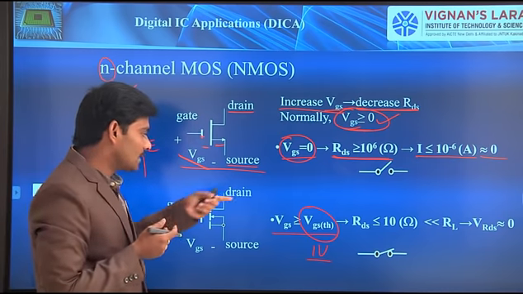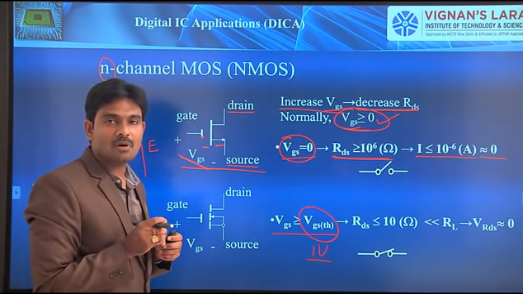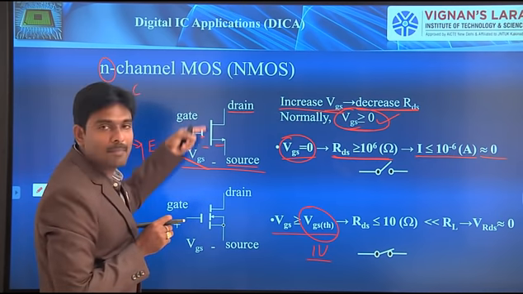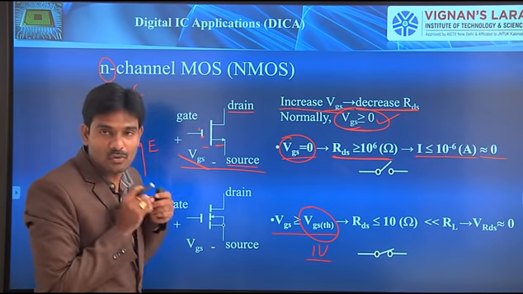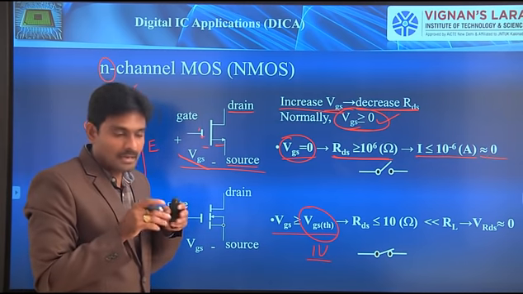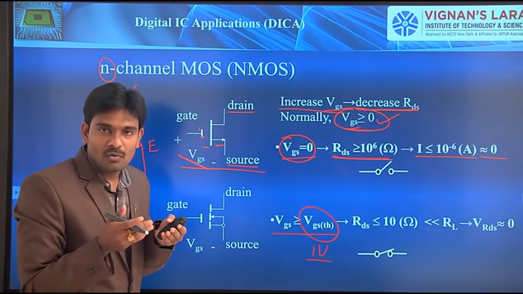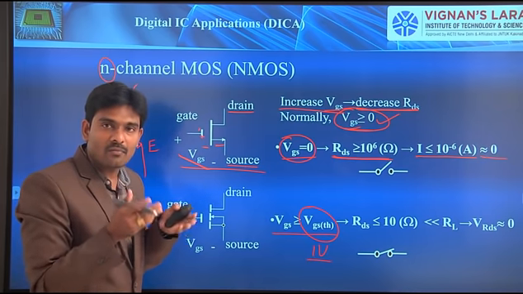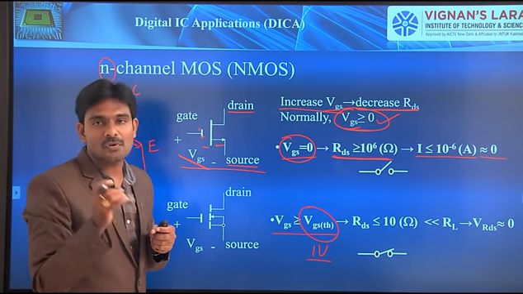So first let me explain, what is threshold voltage? The minimum amount of voltage required to form a conducting path between source and drain, that voltage itself you can consider as the threshold voltage. In another way, you can also say it is the minimum voltage required to make a transistor turn on from the off state. That also we can consider as the threshold voltage.